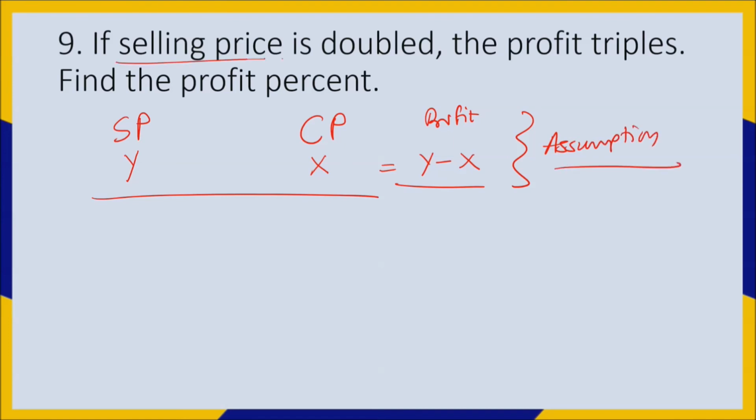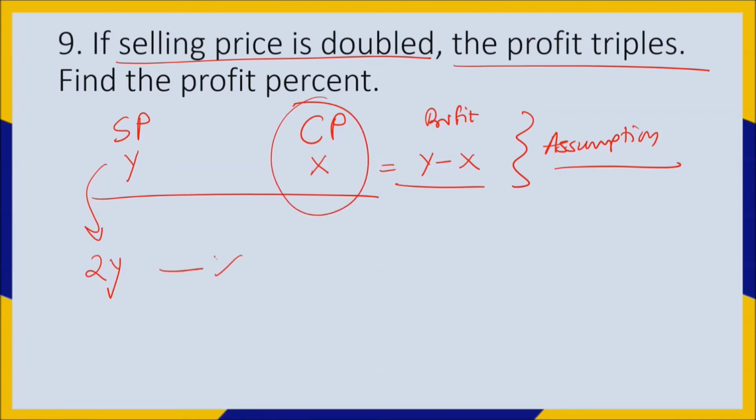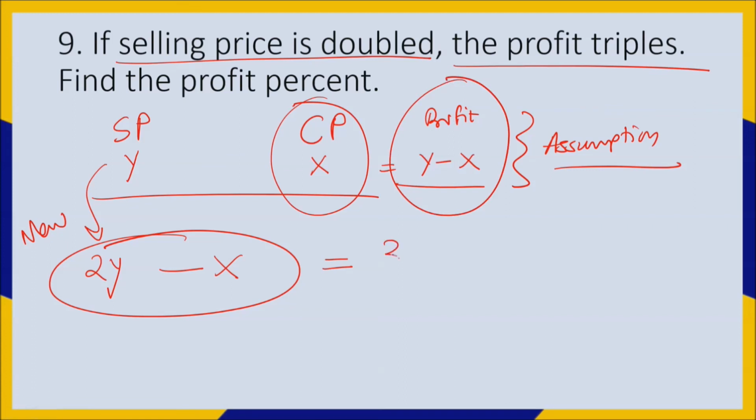ठीक है, if selling price is double, so let me make selling price 2y. ठीक है, and the profit triples. ठीक है, cost price के बारे में कुछ बोला नहीं है, so this remains same. So this is minus x. This is our new profit. This new profit is equal to जो original profit था उसका 3 गुना हो गया. So this is 3 into y minus x. So ये क्या हो जाएगा, 2y minus x is equal to 3y minus 3x.